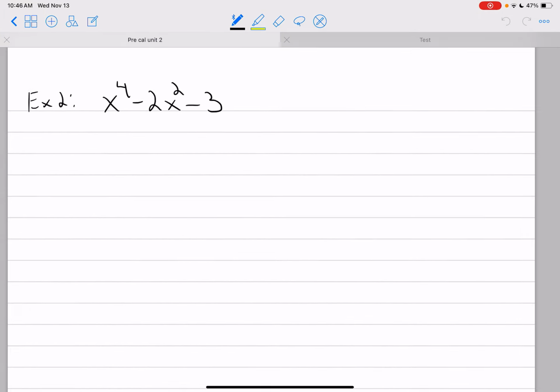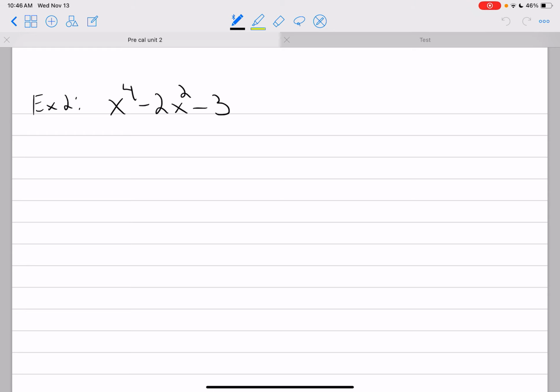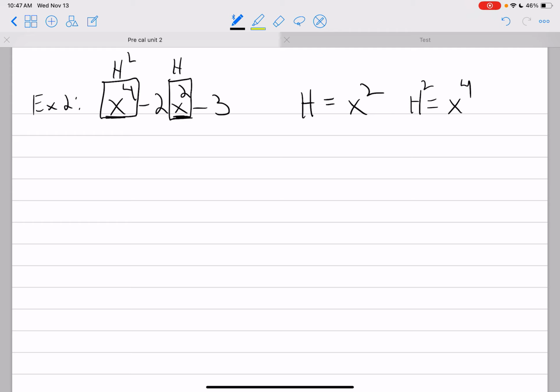All right. Do one on your own. Why don't you go ahead and rename these variables, please? So, this is the one I want to rename first. Call it anything we want. I'm going to call it h. H is going to be equal to x squared. So that makes h squared equal to x to the fourth. See, this became h, this became h squared. Now why don't you go ahead and finish this?